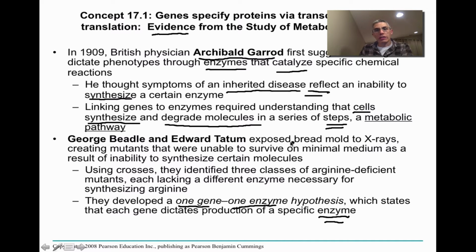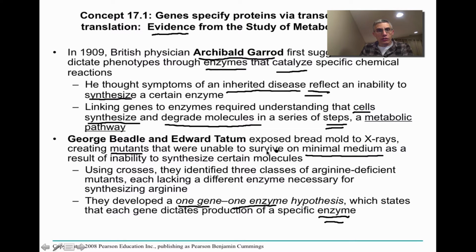And so what they did is they created an experiment, and they used bread mold in their experiment, and they subjected this bread mold to X-rays. And when they did that, they created 3 different mutant varieties of that bread mold. Now, each variety was unable to survive on what we would consider a minimal medium. So this bread mold has the ability to synthesize all of the necessary amino acids that it needs to be able to survive. And so when you put it on a medium that has very minimal nutrients in it, this bread mold can easily survive.